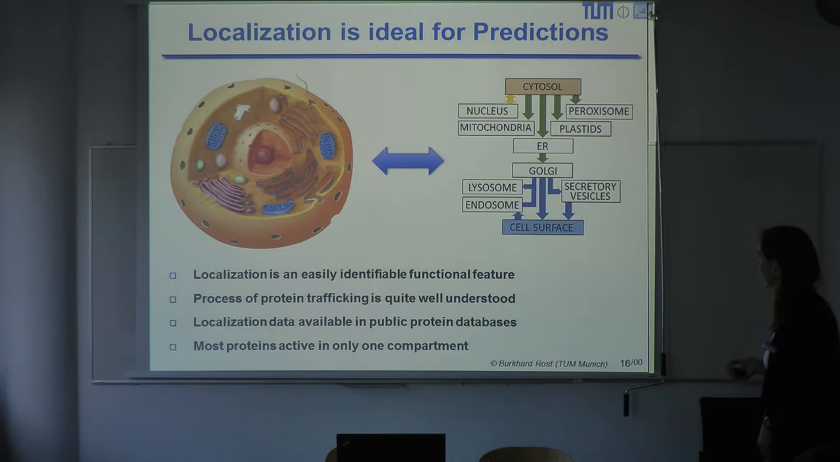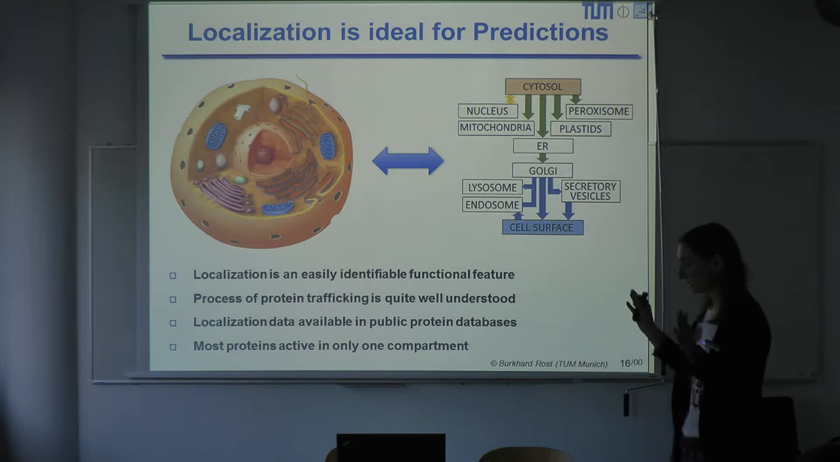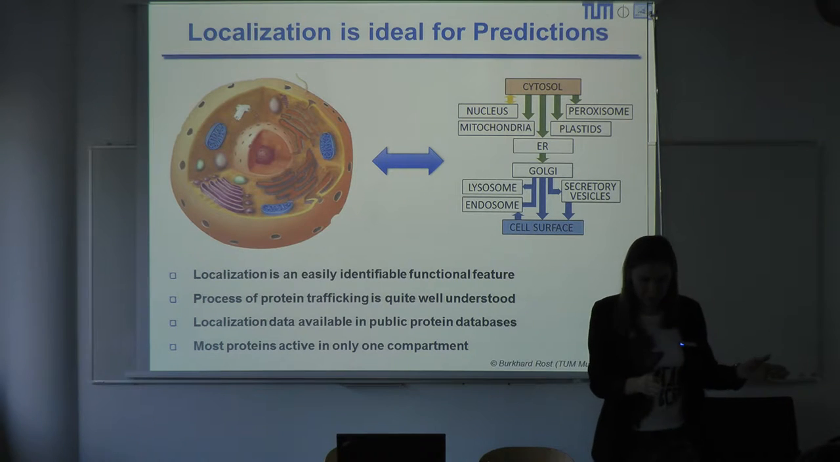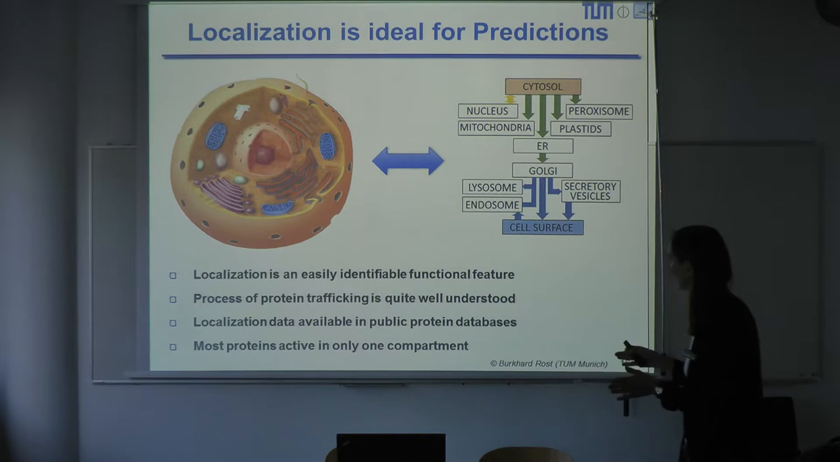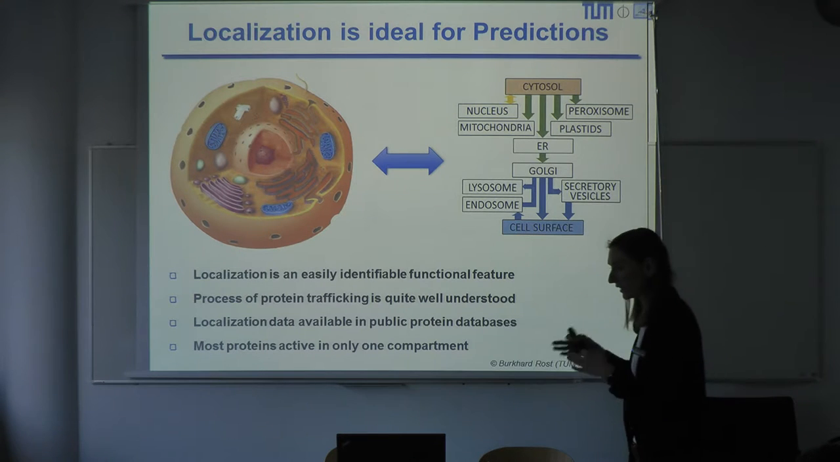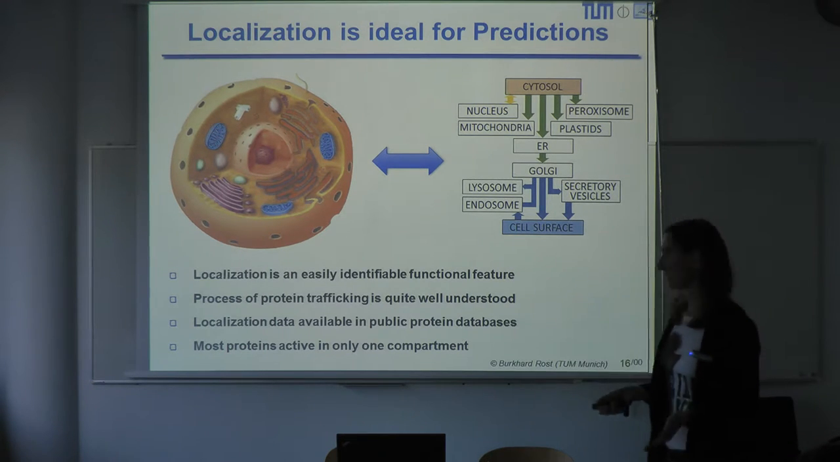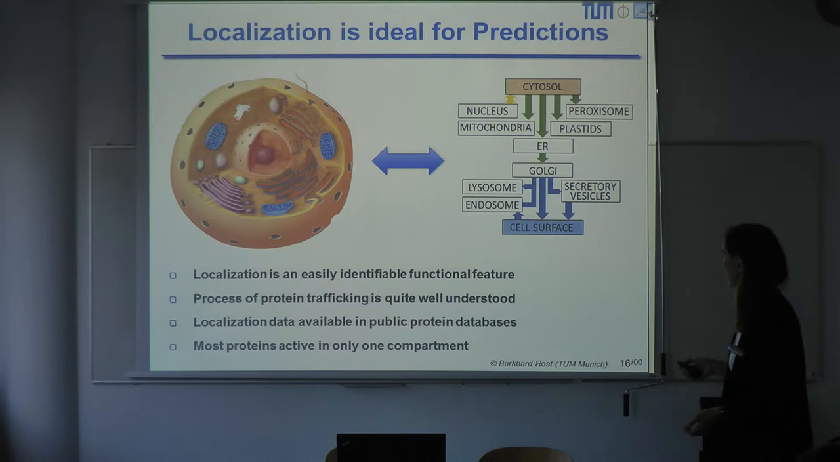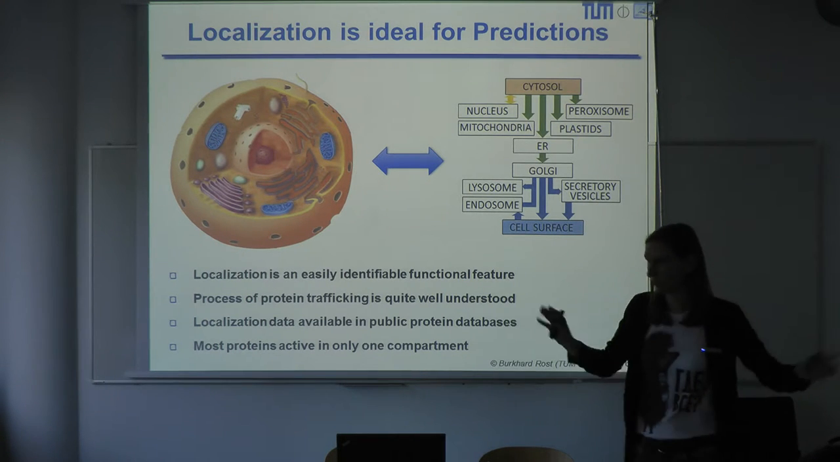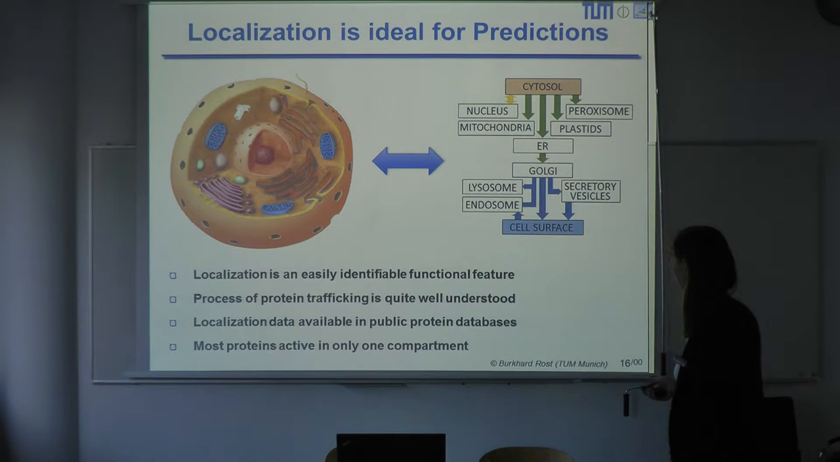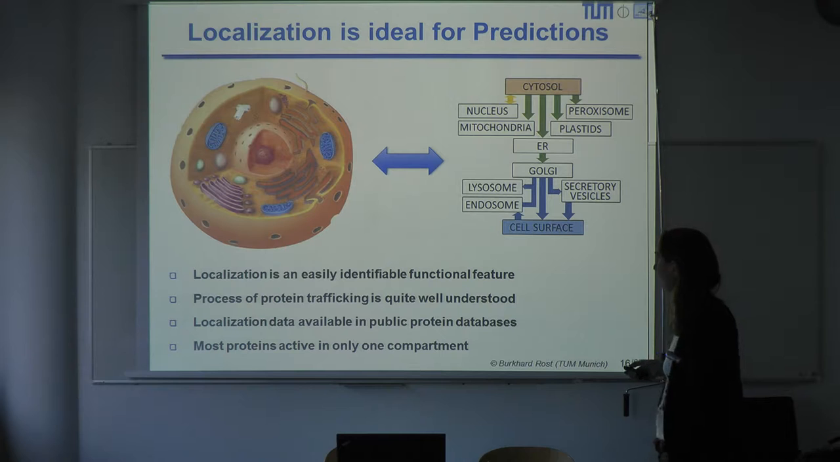Okay, so obviously there is a need to know the localization, and the nice part about this problem is that it's a very nice prediction problem. And why is it so nice? Well, because localization is an easily identifiable functional feature. So if it's in the nucleus, it's clear it is the nucleus, nothing else. The protein trafficking is well understood. This is how proteins travel in the cell.